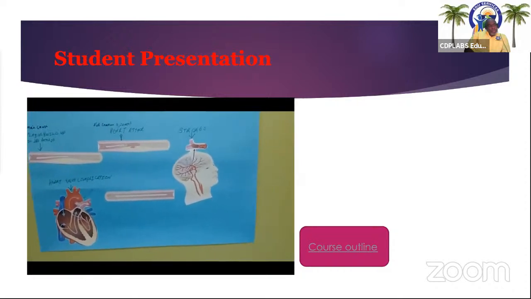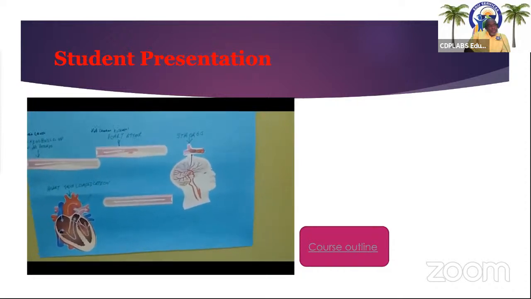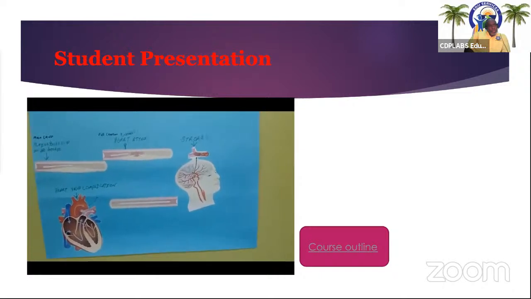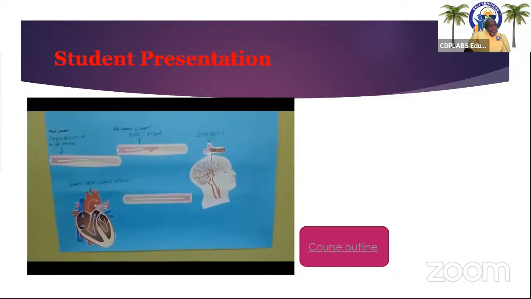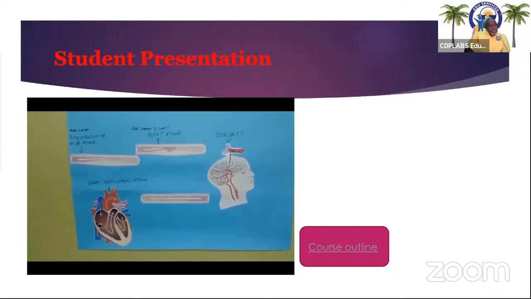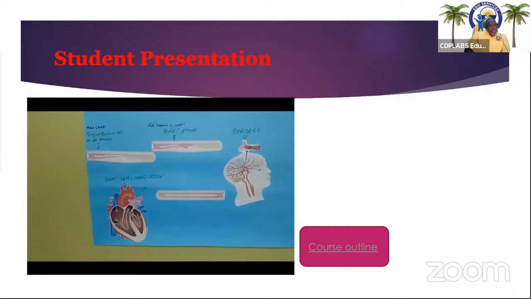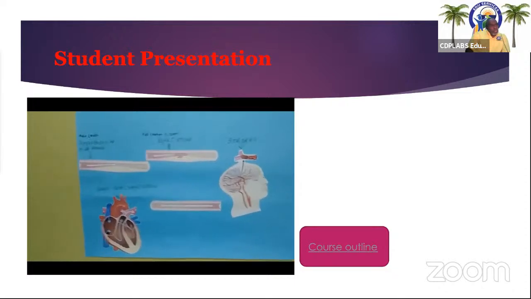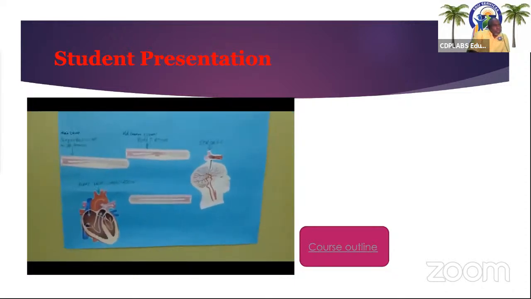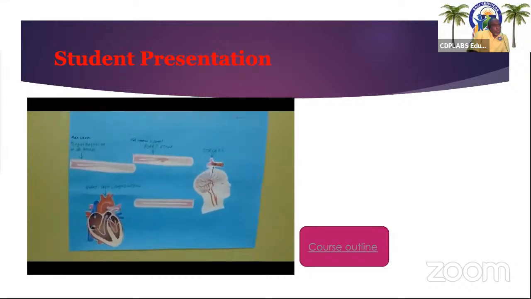Now we're going to look at signs and symptoms. So the signs and symptoms of this disease: you have chest tightening, difficulty breathing, heart palpitations. What I mean by heart palpitations is a rapid heartbeat. Yes, your heart starts to beat fast, not at its usual pace.